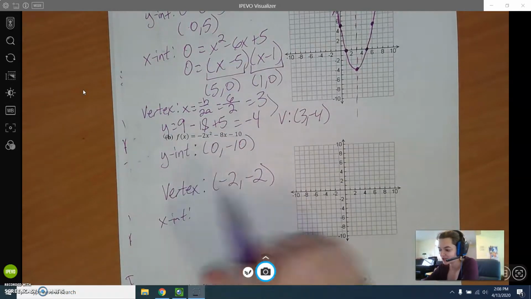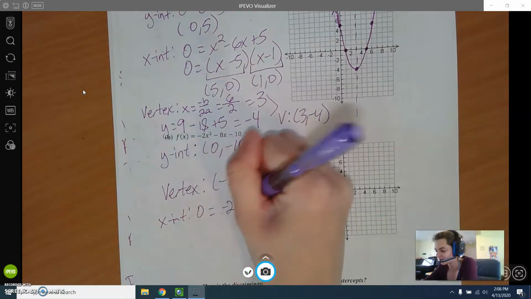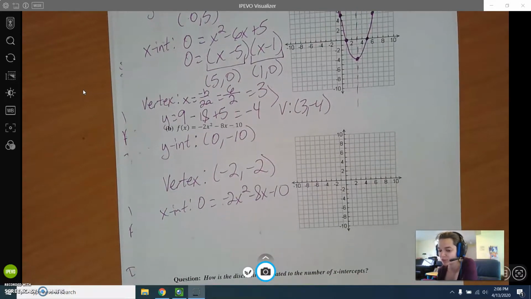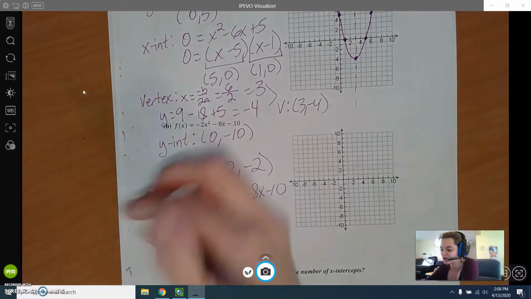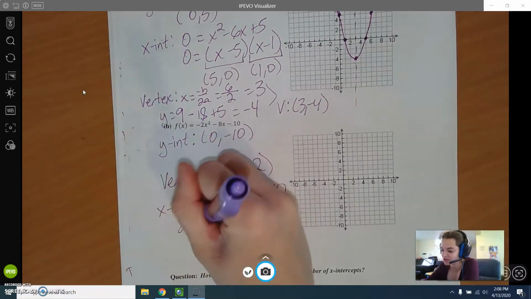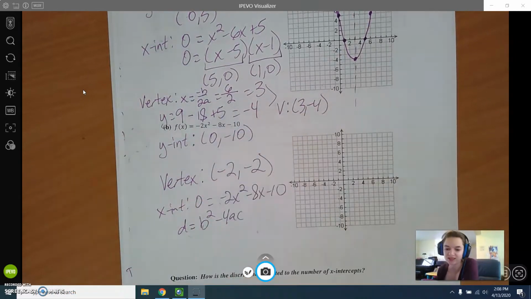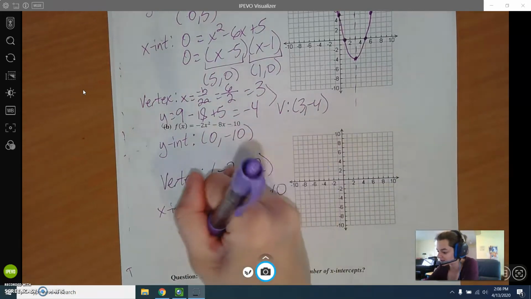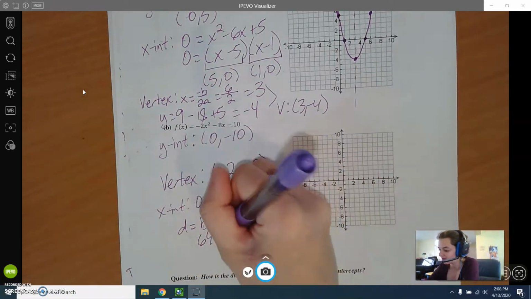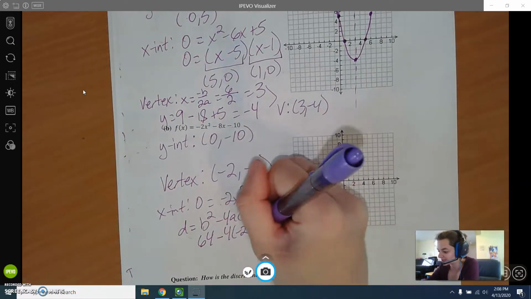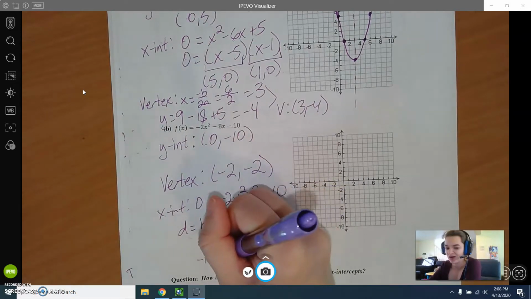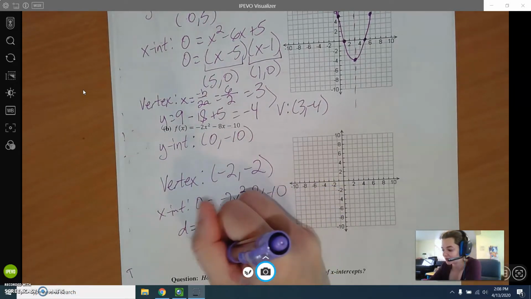So for the x-intercept, if I have 0 equals negative 2x squared minus 8x minus 10, it doesn't factor nicely. So then the question is, do we even have one? The easiest way to check is looking at your discriminant. So if you guys remember, the discriminant is the b squared minus 4ac that's inside the square root. And for us, b squared would be 64. And then we'd have 4 times negative 2 times negative 10. You're actually going to get a discriminant of negative 16, which means that there's no real x-intercepts.